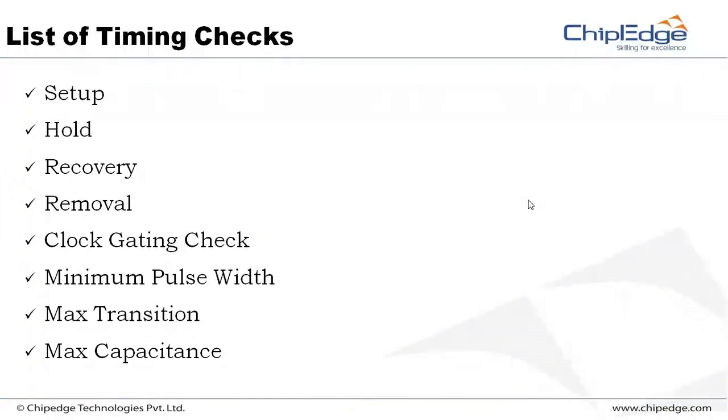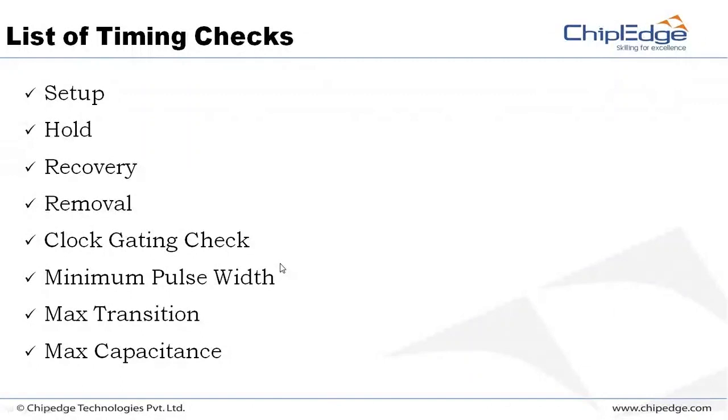You know these pins, right? Like the reset pin. For them, we do something called recovery and removal. We have others, but with respect to time, I'll skip them. We have something called clock gating check, and we have minimum pulse width.